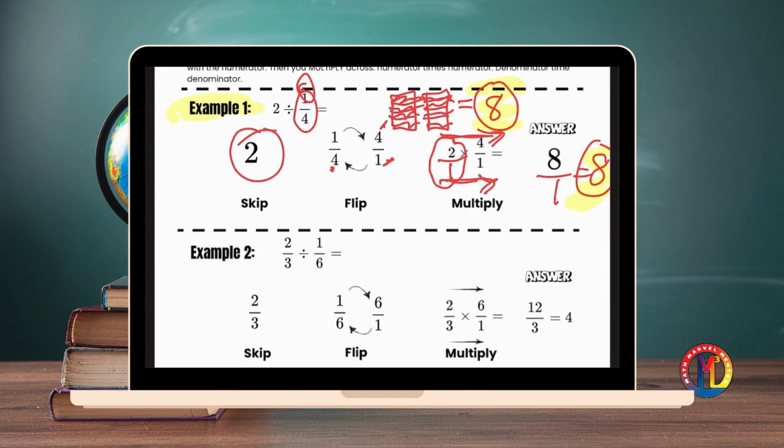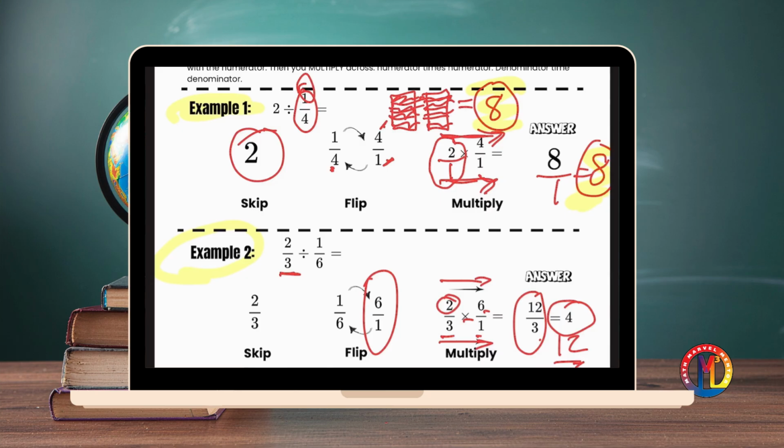Okay, example number 2. Let's go ahead and look at 2 thirds divided by 1/6. So we skip the first term, 2 thirds. We're going to flip our second term, 1/6, into 6 over 1. And then we're going to multiply. Remember, we do top times top, bottom times bottom, and we get 2 times 6 gives us 12, and 3 times 1 gives us 3. Remember, all fractions are division problems. 12 divided by 3 equals 4. So our answer is 4.